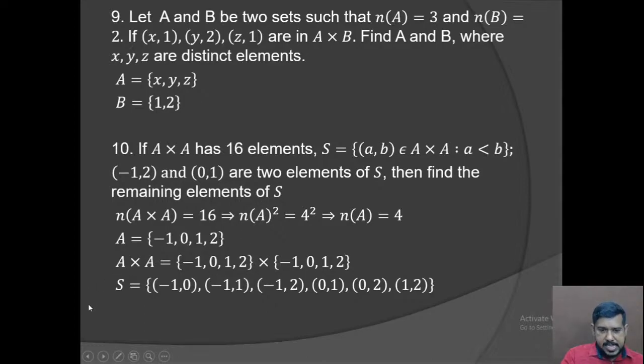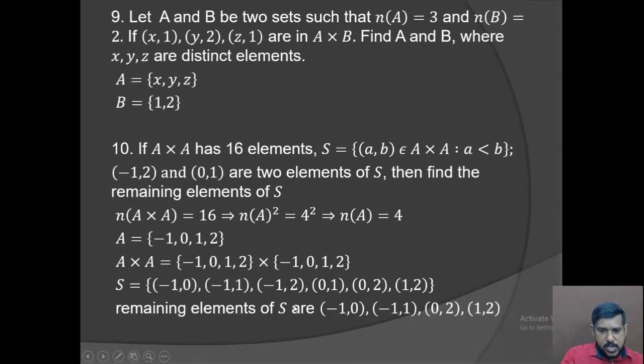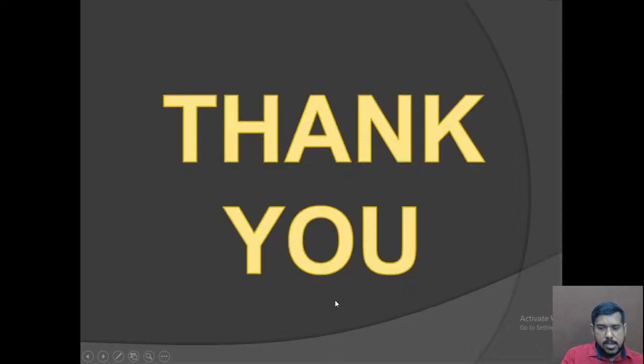So totally set S contains 1, 2, 3, 4, 5, 6 elements. In the question you are asked to find the remaining elements of S. These two are already given. What is that? -1 comma 2 and 0 comma 1. So leaving the two elements, the remaining elements are 4. What are they? -1 comma 0, -1 comma 1, 0 comma 2 and 1 comma 2. So that's all about today's exercise. So exercise 1.1 is over. Copy down in the notes.